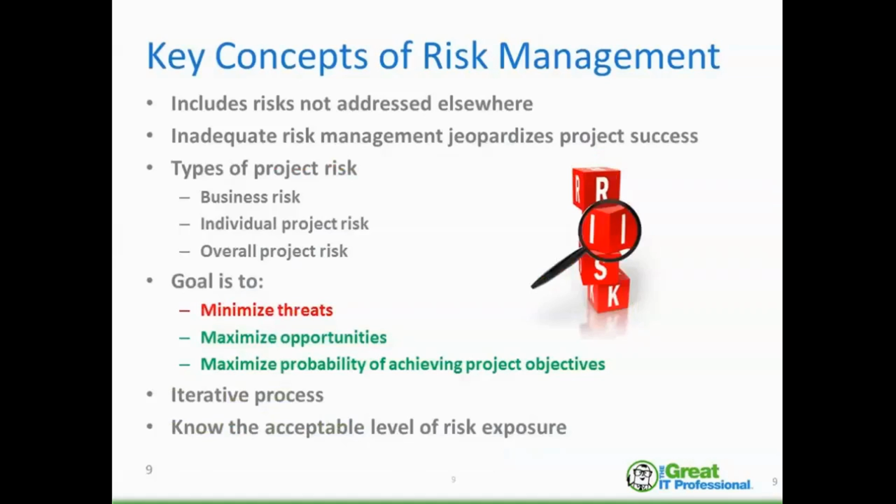All right, so let's talk about some key concepts of risks and get into more detailed examples of how to manage these and how to better manage these. So some key concepts are, with risk management, we're going to include risks that are not addressed elsewhere. And if something is definitely going to happen, if you know that you have a 100% chance of having scope creep, you're going to build into the plan as much as you can to not have scope creep occur, right?